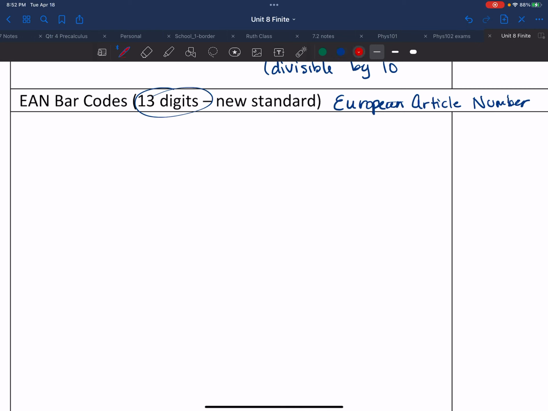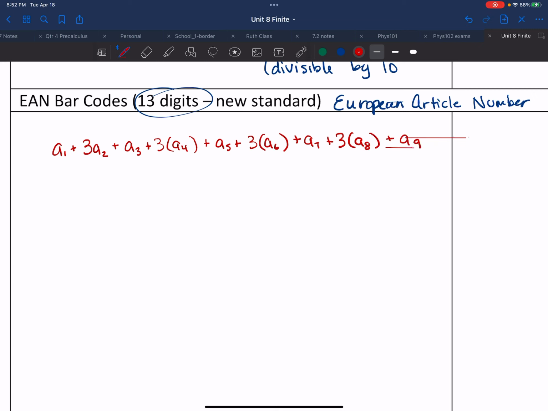Okay, so instead of what we had before, we're going to have A1 plus 3A2. So do you notice now it's the even numbers that got multiplied by 3, plus A3 plus 3 times A4, plus A5 plus 3 times A6, plus A7 plus 3 times A8, plus A9, plus 3 times A10, plus A11, plus 3 times A12, plus A13.